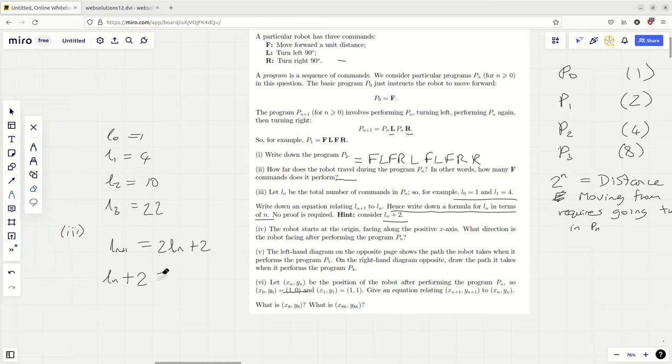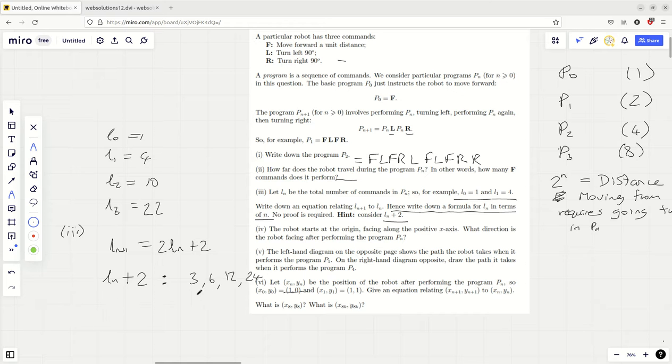Now that's a plus 2, a big plus 2. If you think about the sequence, actually, I'm not going to write down what it equals. I'm just going to think about the sequence. So if we look at L0 and add 2 to that, we get 3. If we look at L1 and add 2 to that, we get 6. If we look at L2 and add 2 to that, we get 12. When we look at L3 and add 2 to that, we get 24. Now, I hope you can see straight away that is a lovely geometric sequence.